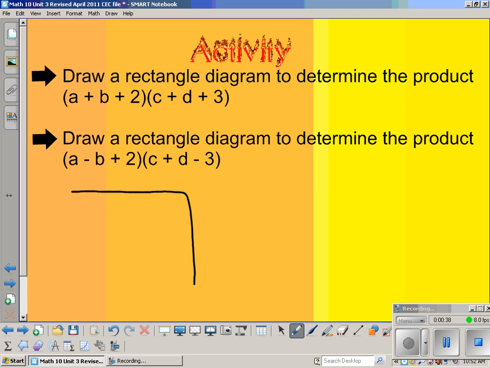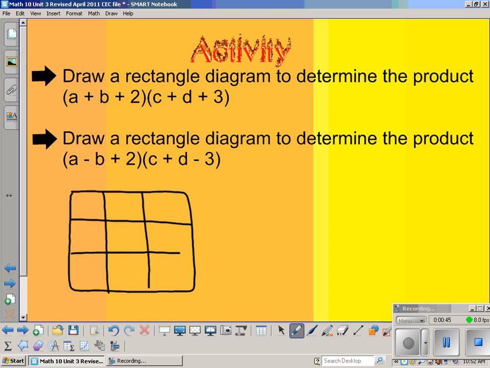Now that there are 3 terms in each polynomial, we need to have 3 rows and 3 columns. So I have A plus B plus 2 and C plus D plus 3. So now I have 9 different rectangles to fill in. A times C is just AC. B times C, BC. 2 times C, 2C.